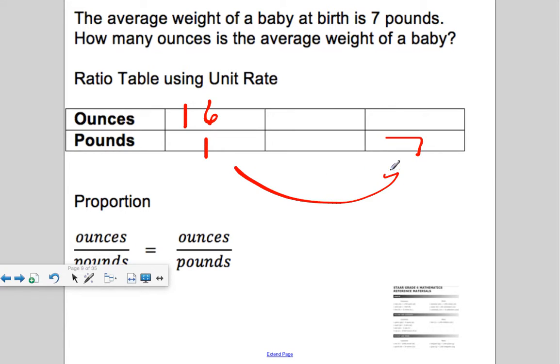Do you like multiplying between, or would you like to multiply within? You'll still get the same answer. Let's do it within. How do you turn 1 pound to 16 ounces? You multiply by 16. If you multiply 16 times 7, you get 112 ounces, which is equivalent to 7 pounds. If you like multiplying between, the scale factor is 7. 16 times 7 is 112 ounces. So a baby weighs 112 ounces.